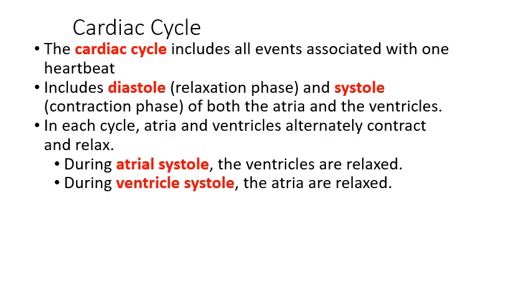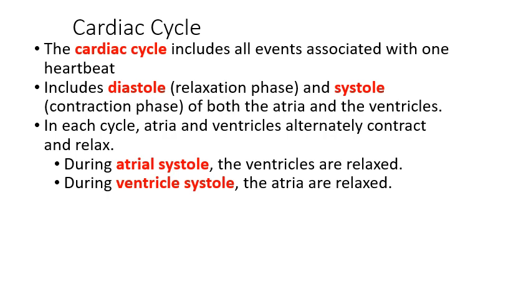All right, so let's talk more about that cardiac cycle. So the cardiac cycle is everything that happens in one heartbeat. So one beat of your heart, all of the different actions that are going on. So that's going to include diastole, which is relaxation, as well as systole, which is contraction. All right. So this is happening kind of twice within the heart during each beat. So atrial systole is when the atria are contracting, and when those atria are contracting, the ventricles are relaxed. So during atrial systole, the ventricles are in diastole.